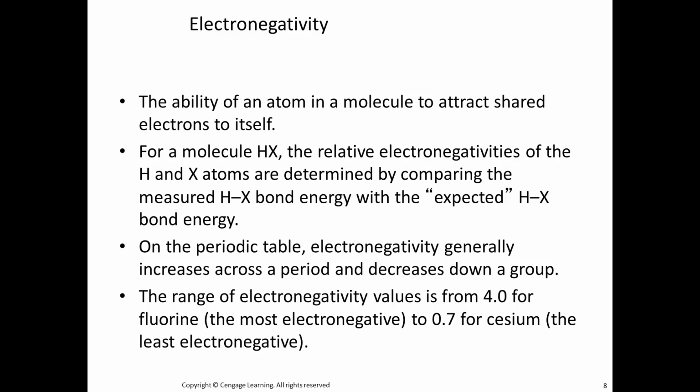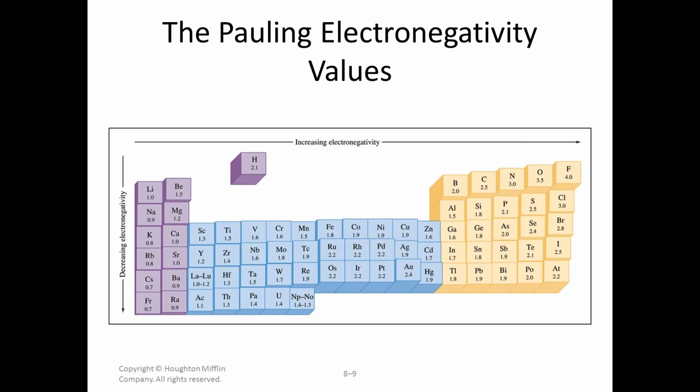Electronegativity values were established by Linus Pauling, who won a Nobel Prize in chemistry and also the Nobel Peace Prize. He determined these differences between expected and actual bond energies and tabulated them on the periodic table. So we can see here that electronegativity increases in the direction of fluorine. These differences in electronegativity result in differences in bond types.